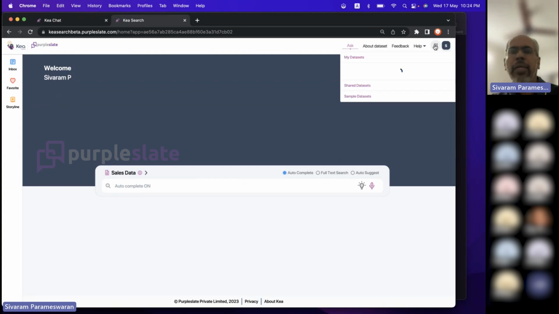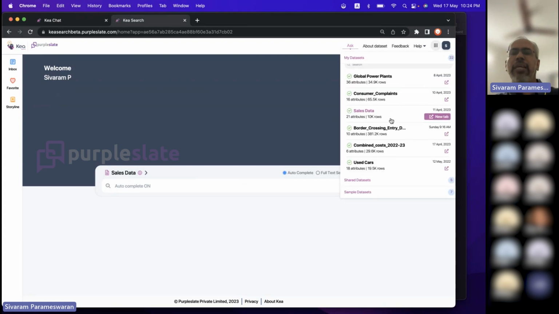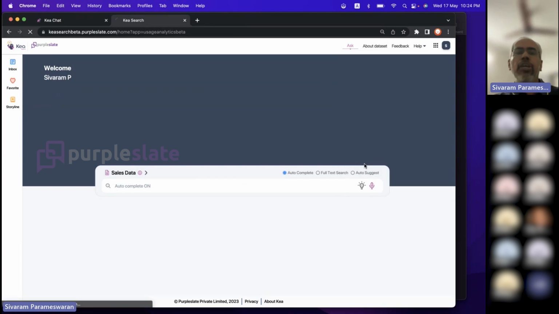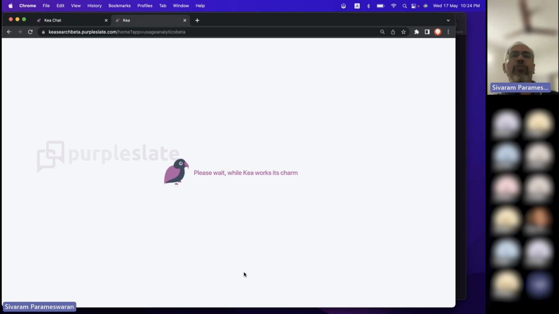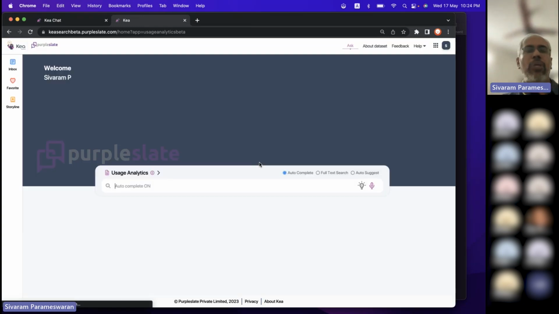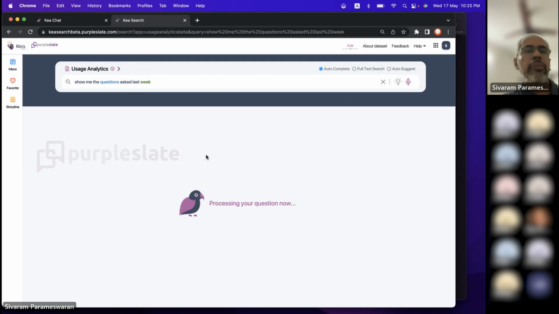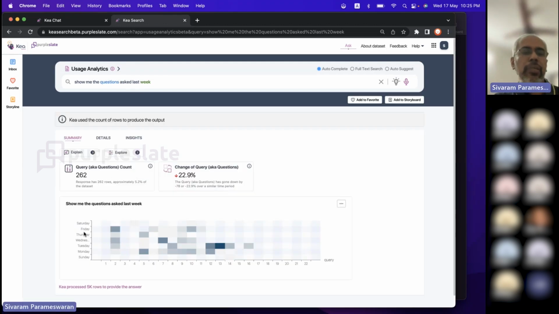There are so many very simple use cases. For example, I can go back to the usage of our application itself, which is exposed through Kia. So I can ask very simple questions like this. Hey, show me. So it says 260, and just breaks it down by this, and I can say, hey, which is.